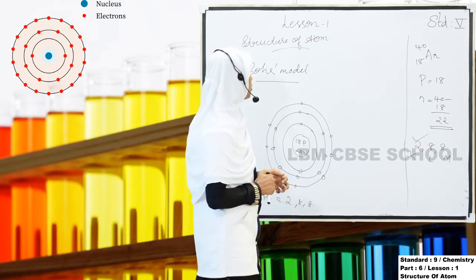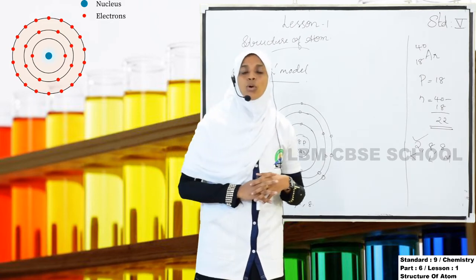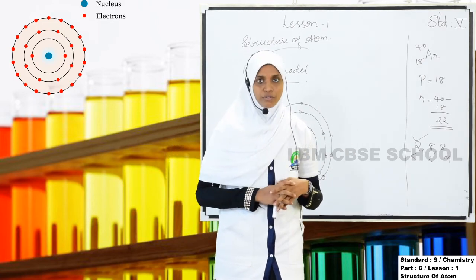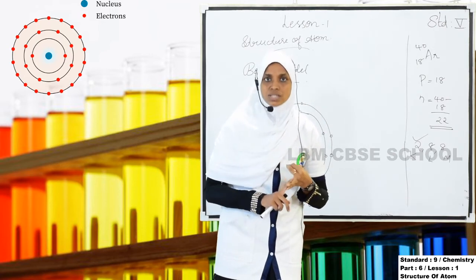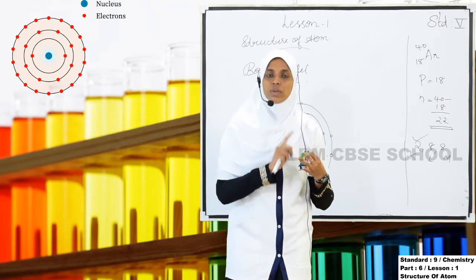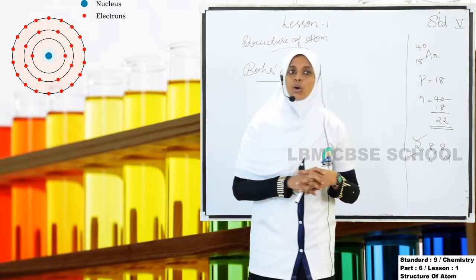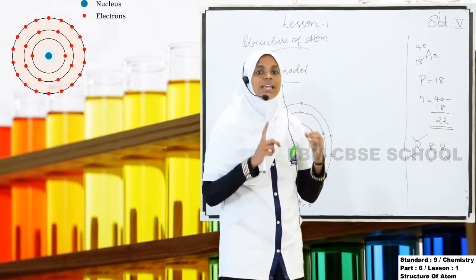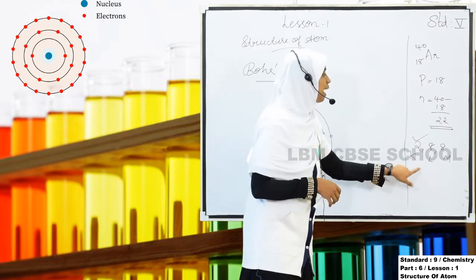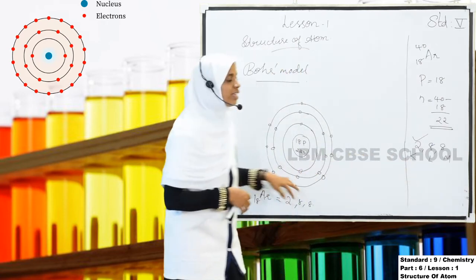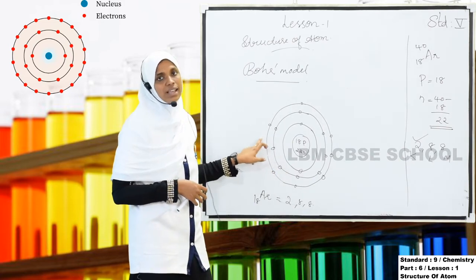In this class we discussed how to draw the Bohr model from the electronic configuration. First we find the number of neutrons and protons, and in the center, the nucleus, we write the number of neutrons and protons. Then we draw the K shell, L shell, M shell. In argon there are K, L and M shells.